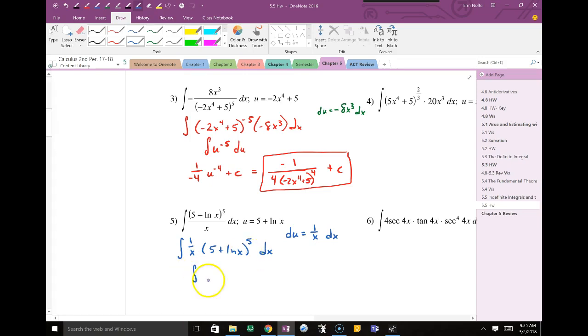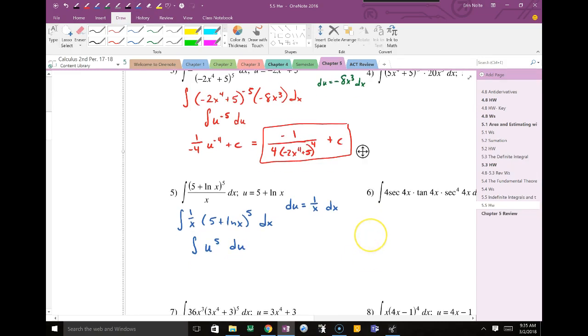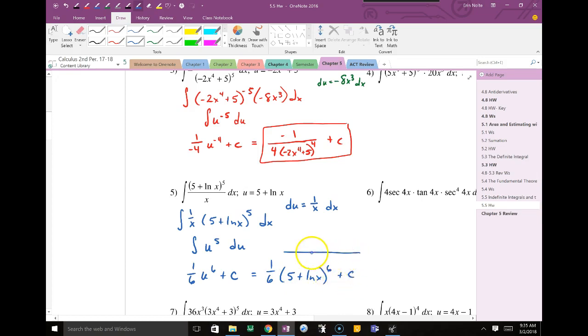U to the 5th du. 1/6 u to the 6 plus c, and then we plug it back in. 1/6 (x to the 6) plus the natural log of x to the 6 plus c plus c.